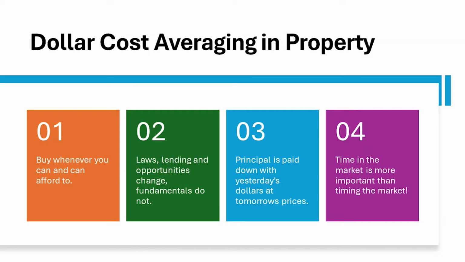Now, third reason I've got here is principal is paid down with yesterday's dollars at tomorrow's prices. Everyone knows that with inflation, things tomorrow just get more expensive. So that would mean things yesterday are a lot cheaper than what they are tomorrow. So if you're buying something, you're effectively paying in the future with yesterday's dollars, but with tomorrow's salaries, with tomorrow's income levels, with tomorrow's interest rates. And generally over the long term, interest rates do come down because they've just continually done that to erode away debt. So that's going to happen in the future again.